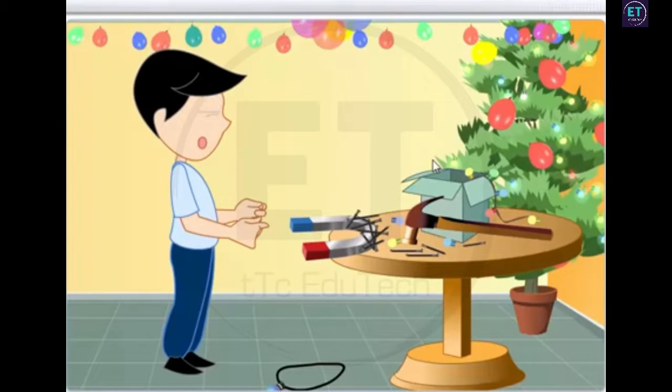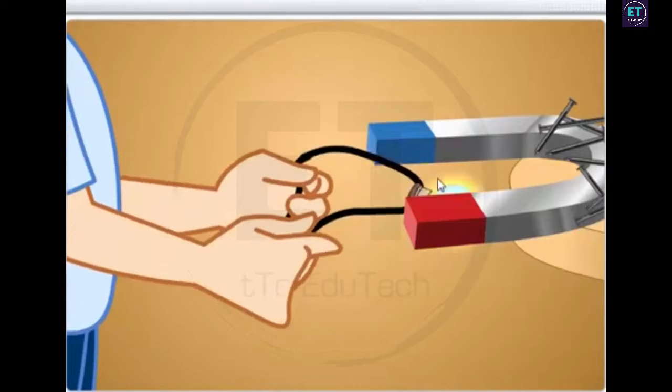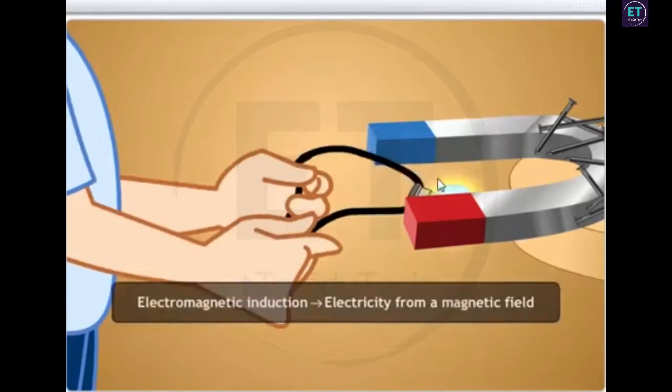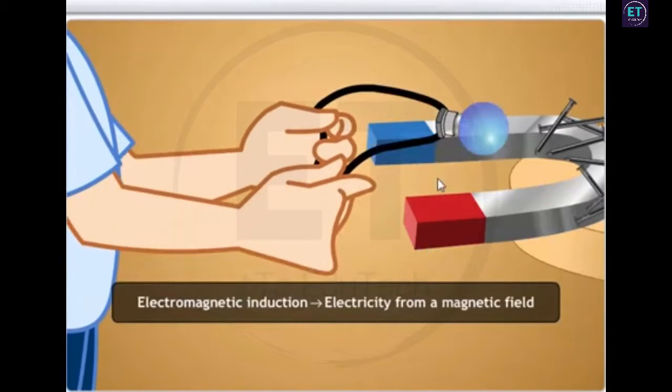There is no potential difference between the ends of this coil of wire. How then does the bulb glow? A magnetic field gives rise to an electric current in a conductor due to electromagnetic induction. In this lesson, you will learn how electric current is induced due to a magnetic field.